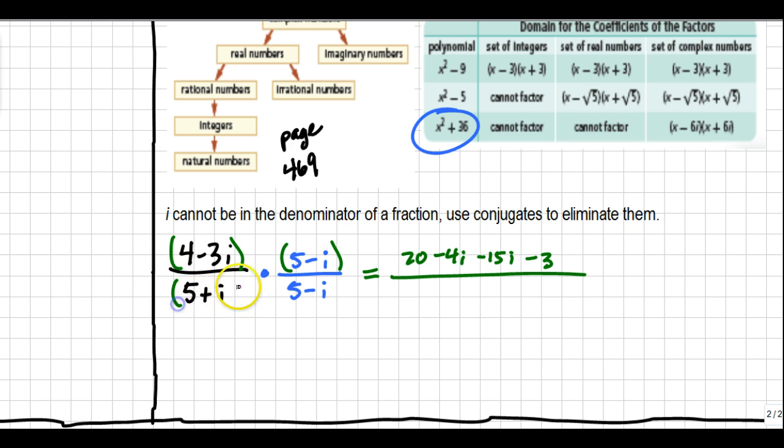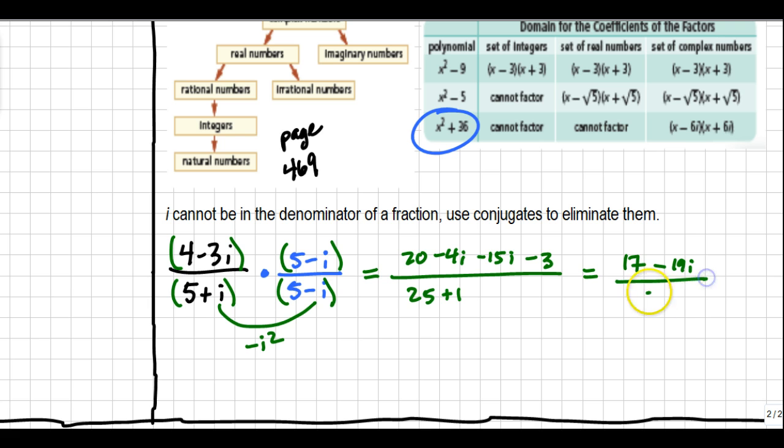On the bottom, I'm going to do just the F and the L of FOIL because the O and the I are going to be opposites of each other. 5 times 5 is 25. i times negative i is negative i squared. But i squared is negative 1, so negative i squared is going to be positive 1. So my final answer now is going to be 17 for 20 minus 3, minus 19i for negative 4i minus 15i, over 26.